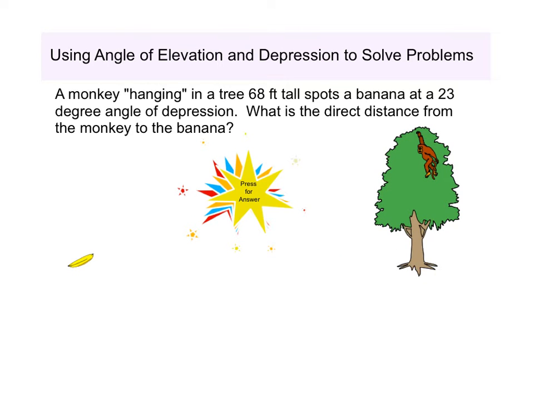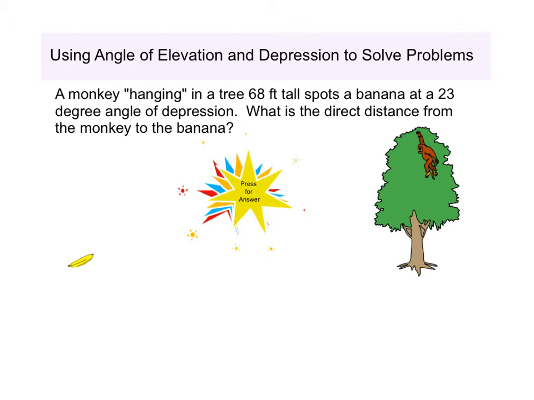I'd like you to try this problem. A monkey is hanging in a tree, 68 feet tall, and spots a banana at a 23-degree angle of depression. I want you to find the direct distance from the monkey to the banana. Press pause on your video, and when you're ready for the answer, press play again.